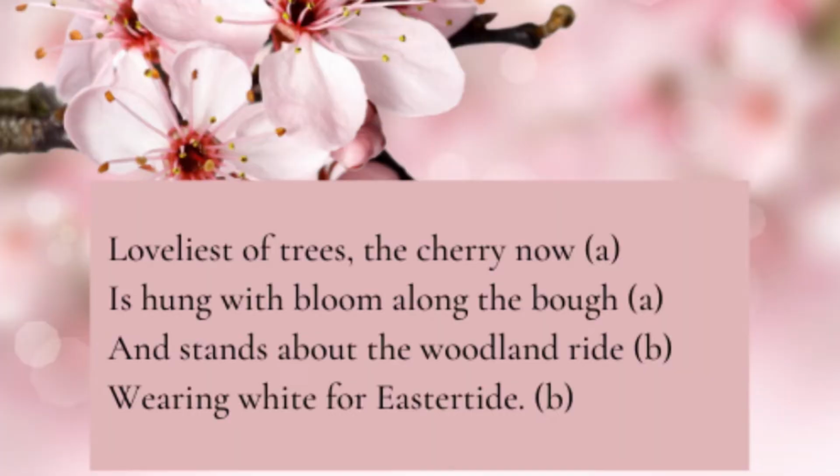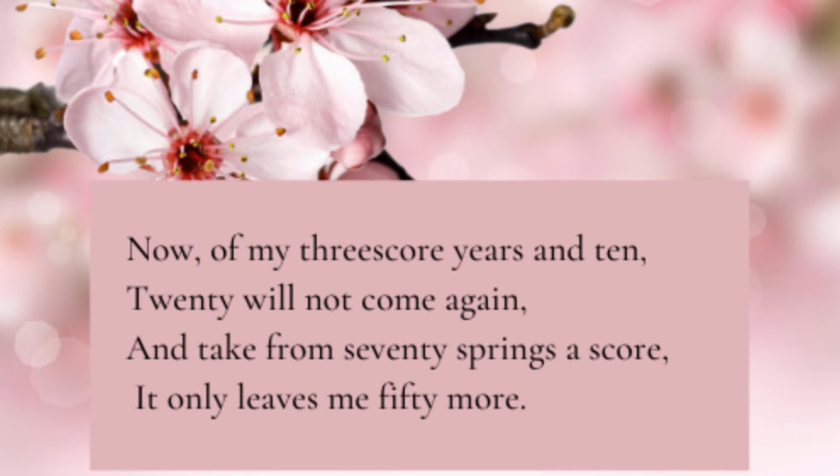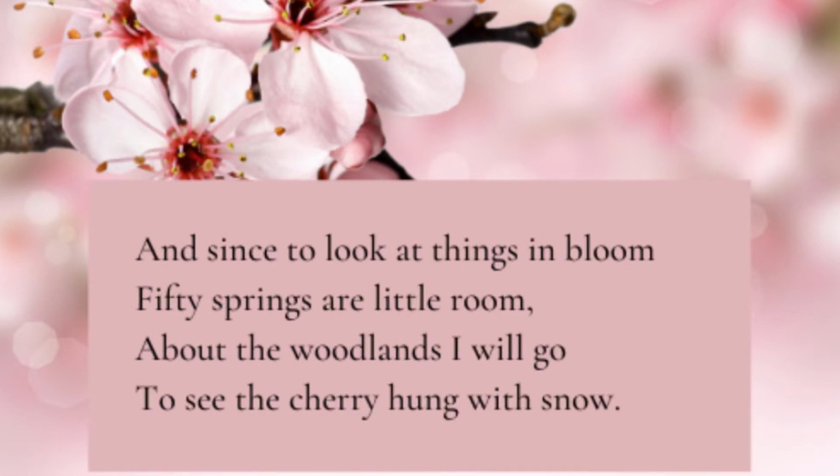The text of Loveliest of Trees reads as follows. Loveliest of trees, the cherry now is hung with bloom along the bough, and stands about the woodland ride wearing white for Eastertide. Now of my threescore years and ten, twenty will not come again, and take from seventy springs a score, it only leaves me fifty more. And since to look at things in bloom, fifty springs are little room, about the woodlands I will go to see the cherry hung with snow.